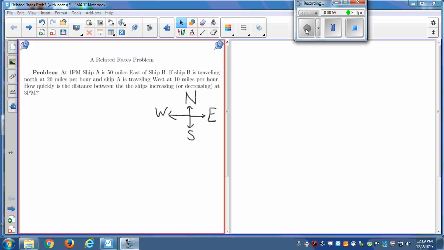So let's first look at the situation at 1 p.m. At 1 p.m., ship A is 50 miles east of ship B. So ship A is over here to the east of ship B. And they're 50 miles apart.